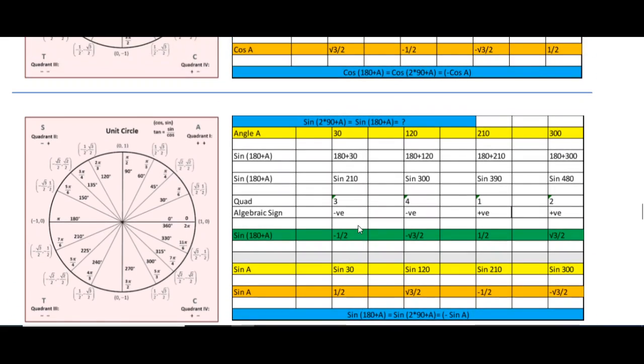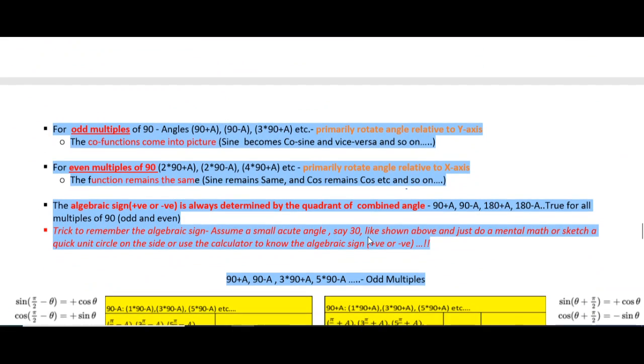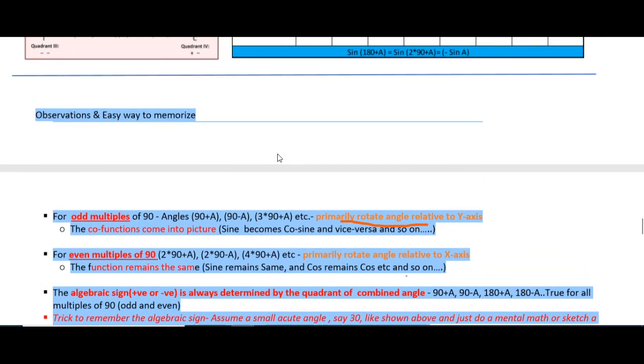It's the same thing. So now what we have done in essence is we have established a relationship between two trigonometric functions based on whether it's an odd multiple of 90 rotation or an even multiple of 90, or whether you're rotating the angle along the x-axis or along the y-axis. And what did we conclude? We concluded that for odd multiples of 90, primarily rotating the angle along the y-axis, the cofunctions come in play. Sine becomes cosine and vice versa.